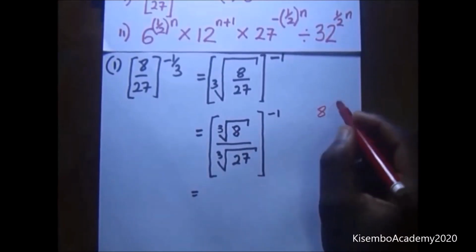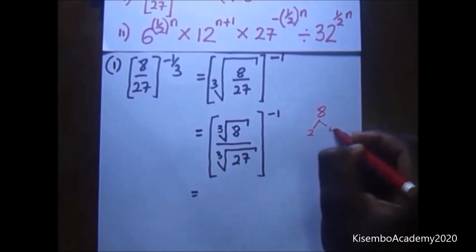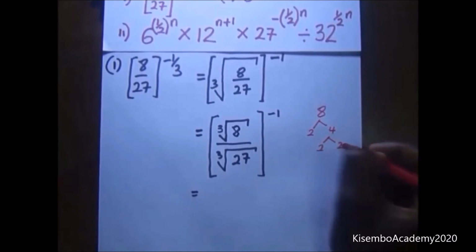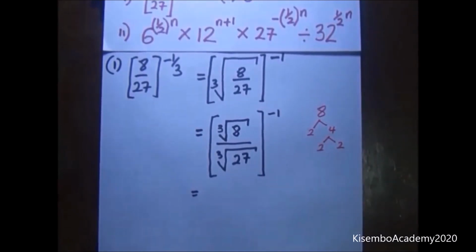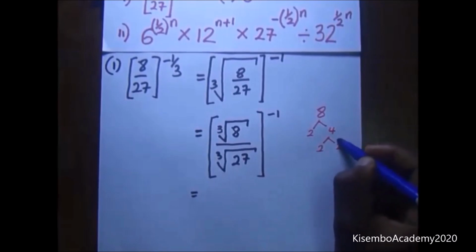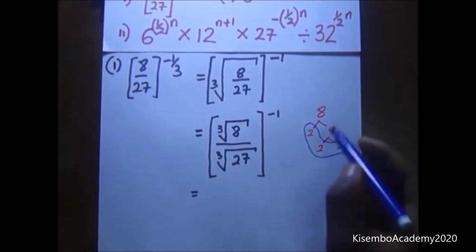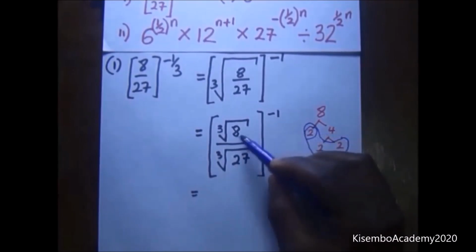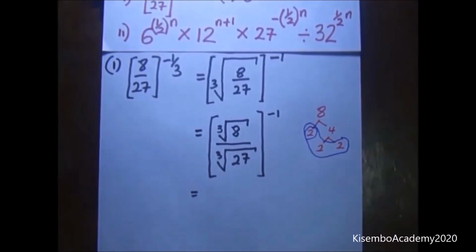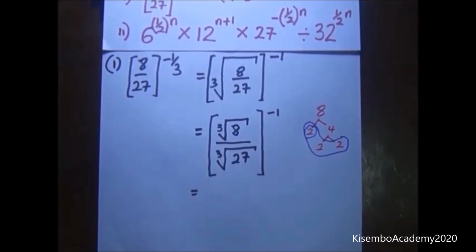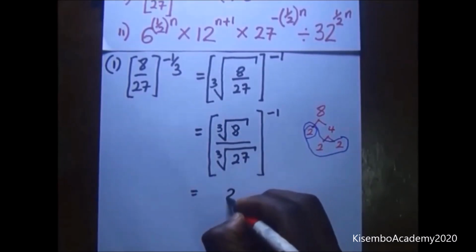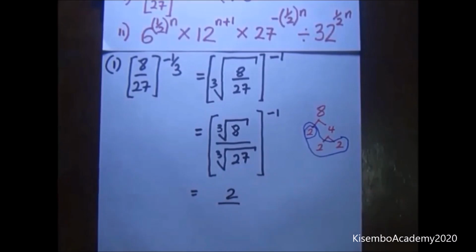Prime factorizing 8: by 2, you get 4, by 2, we get 2. After getting the 2's, we group them into 3 since we are looking for the third root. So there are three 2's and we just pick out one 2. That's how we get the third root of 8. So the third root of 8 in that case is going to become 2 over, now let's first find the third root of 27.